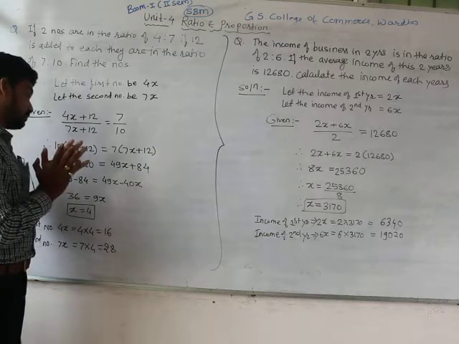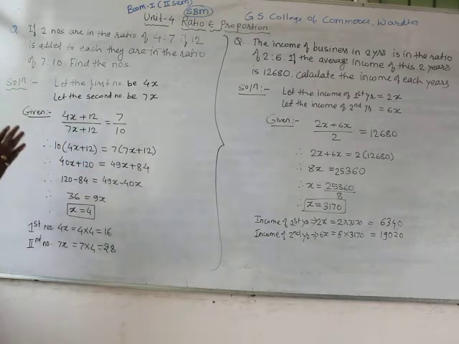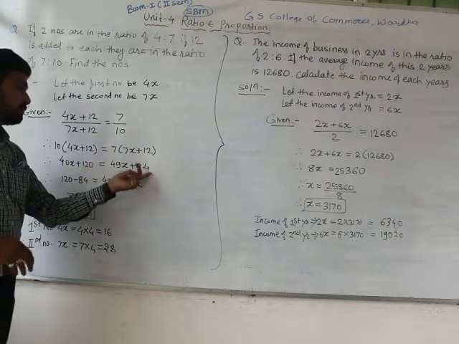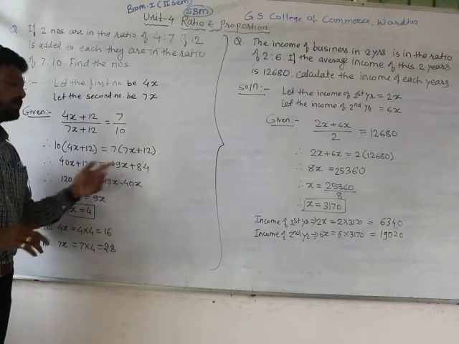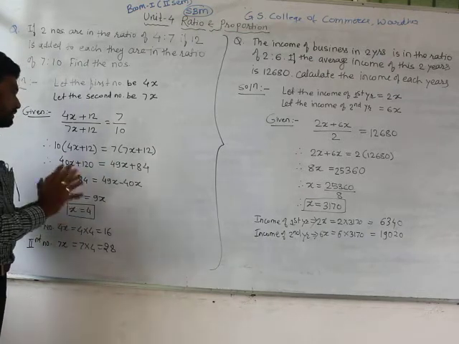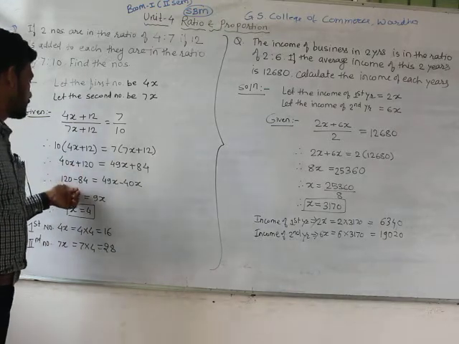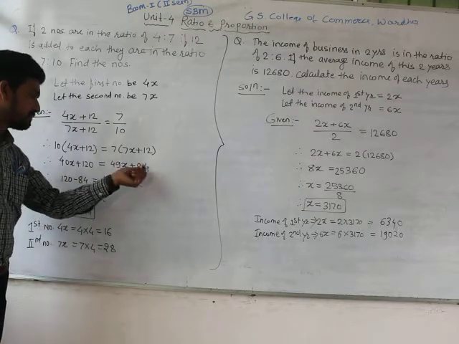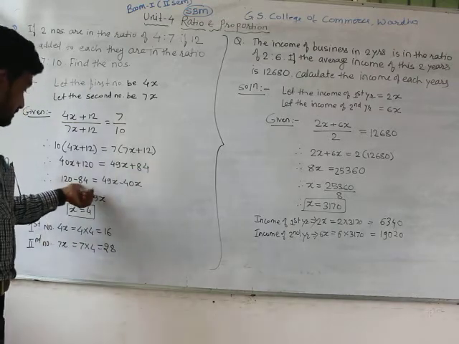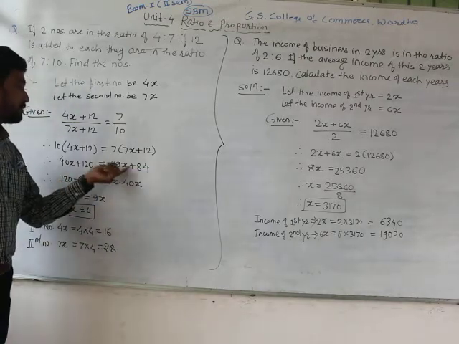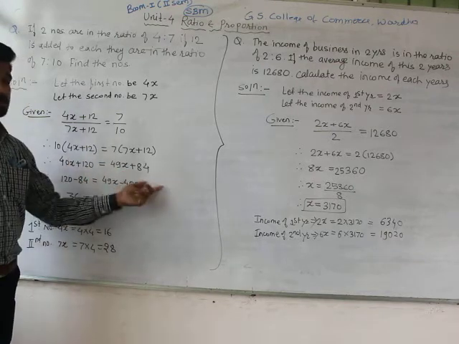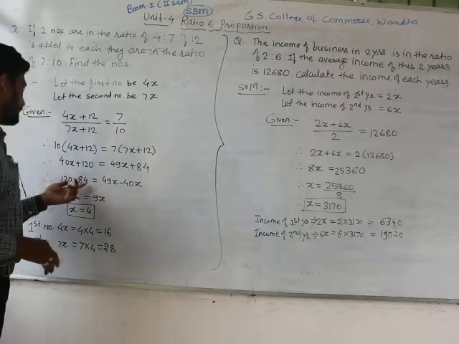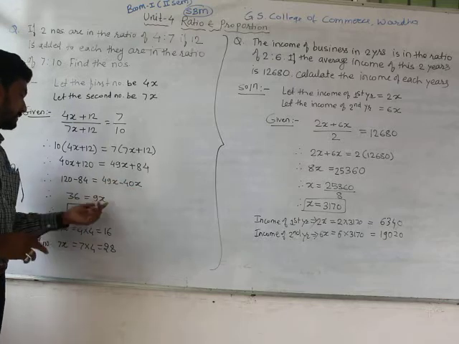Now what we have to do is keep the same type of figures at the same places. So 120 and 84 are the same type of figures, and 40x and 49x are the same type of figures. So we are reshuffling their positions. 120 minus 84: we bring 84 to this side, so this plus sign gets converted to a minus sign. So 120 minus 84 equals 49x. Now 40x gets shifted to this side, so this plus sign gets converted to a minus sign. So 49x minus 40x: 120 minus 84 is 36, 49x minus 40x is 9x.